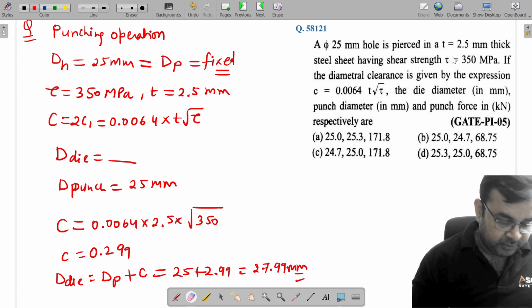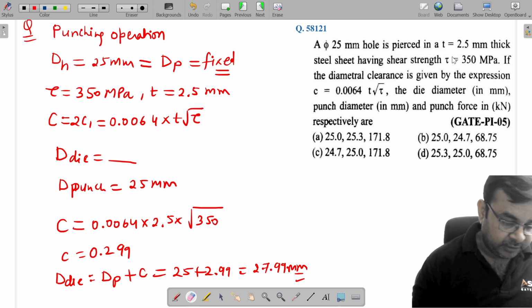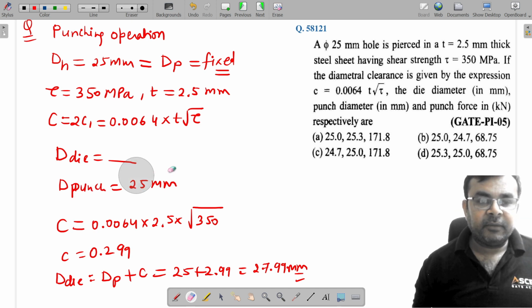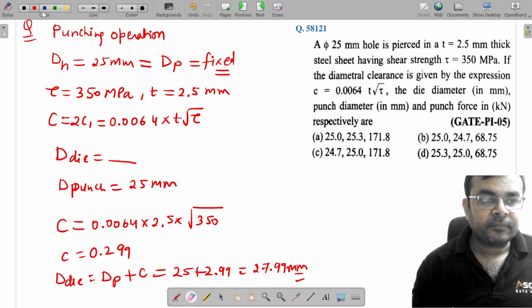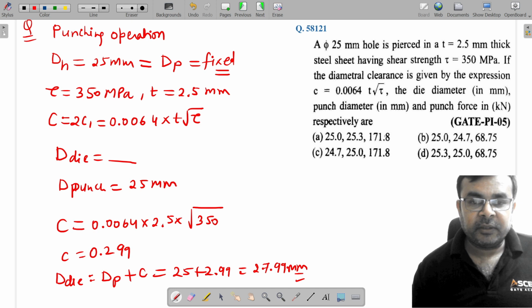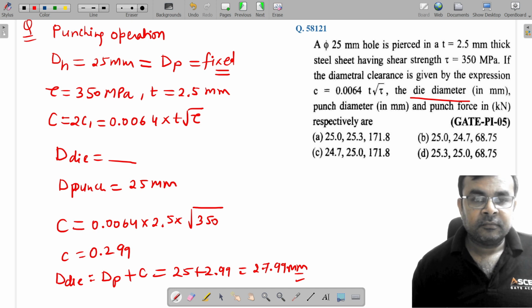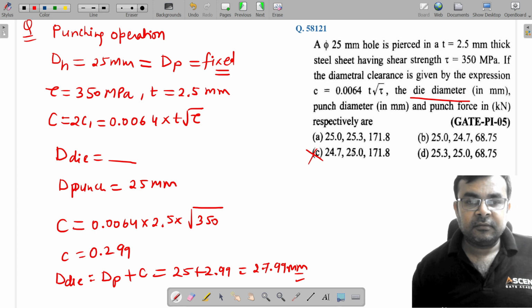Let me check once again. That is 0.0064 into sheet thickness, that is 2.5, into square root of the yield shear strength, that is 350. After calculating this, yes, 0.299. So the diameter of the die is 27.99. So this is a wrong answer. I think we have some error in this question.